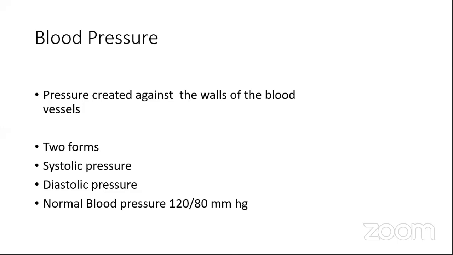Two forms: systolic pressure and diastolic pressure. Systolic pressure is during contraction of the left ventricle, due to ejection of the blood into the aorta, which creates an extra amount of pressure. That is systolic. Diastolic is during the relaxation of the left ventricle, when no blood enters into the aorta, so the pressure is a little less. It's 80 mmHg. The systolic pressure of 120 mmHg is the normal blood pressure. Now move on to the next.